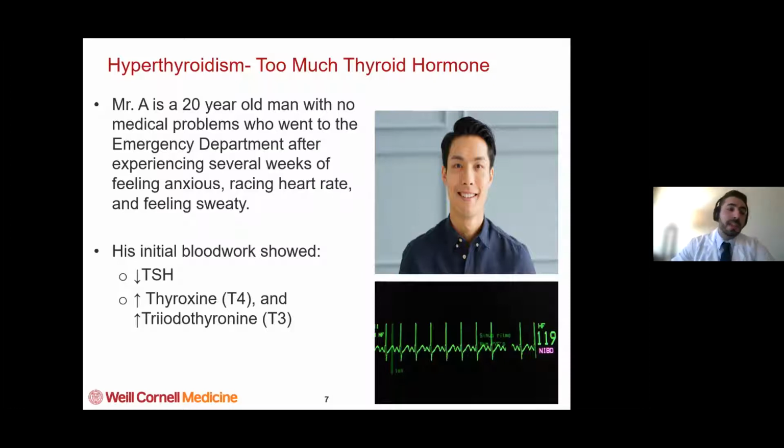One of the initial blood work that the team did in the emergency room showed he had a low TSH and an increased T4 and T3. So this is classic lab work demonstrating hyperthyroidism. We have high levels of T4 and T3, the actual thyroid hormones secreted by the thyroid. The pituitary senses that there's a lot of thyroid hormone around in the body, and so it decreases how much TSH it's producing. It says, I don't need to stimulate the thyroid anymore. There's already enough hormone going around.